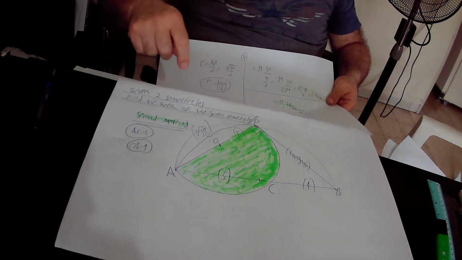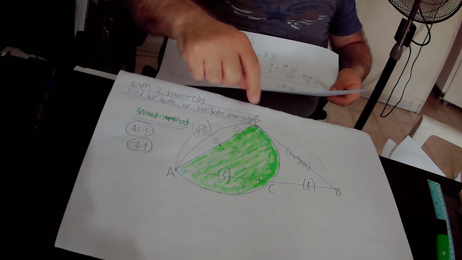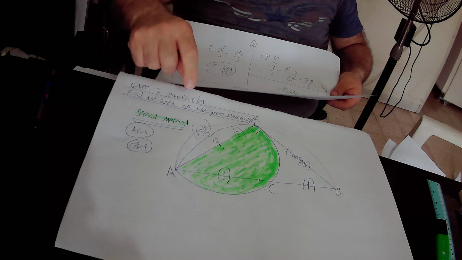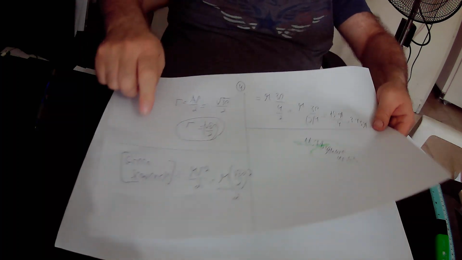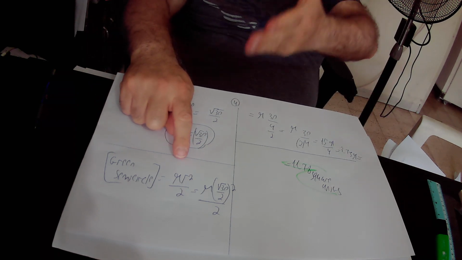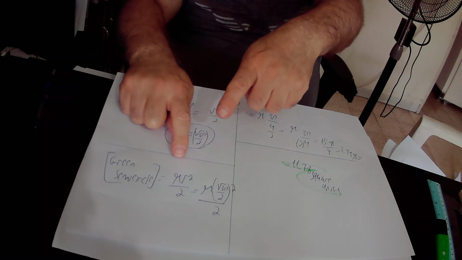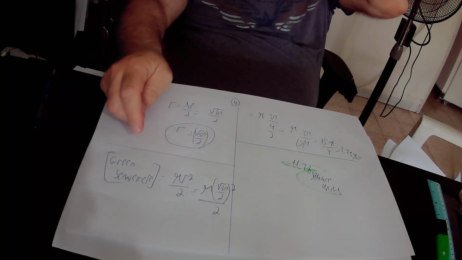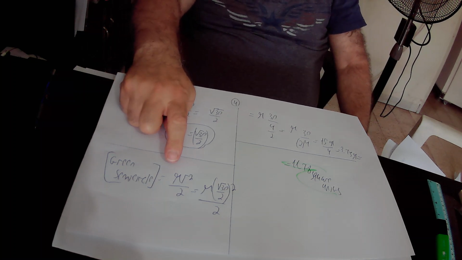Our mission is to find the area of this green semicircle. The area of the green semicircle must equal the area of the circle, pi r squared, divided by 2. Again, the area of the circle is pi r squared, and then we divide it by 2 in order to find the area of the green semicircle. So the area equals pi r squared over 2.